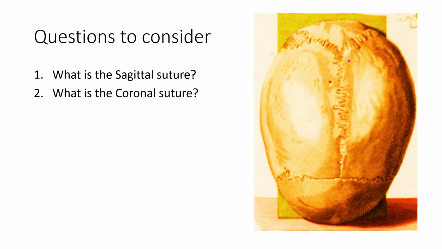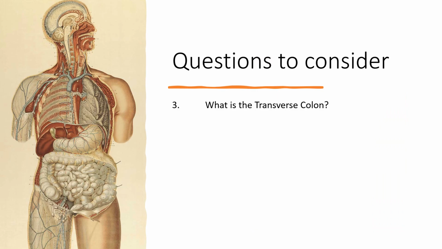But right away you can see why sagittal and coronal are such important directions. Now, I also mentioned the transverse cut that goes across. Colon is the large intestine here. So if you notice, you have a part of the large intestine that moves across the body here. So that would be your transverse colon. It follows a transverse plane.